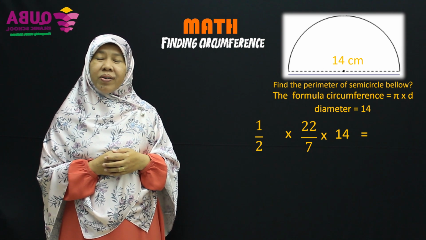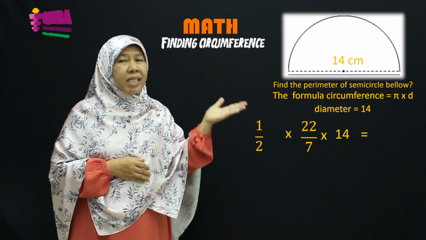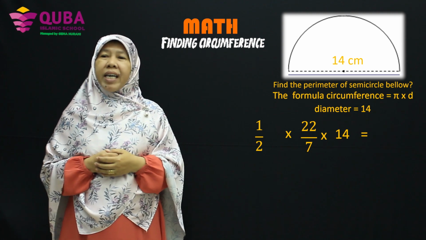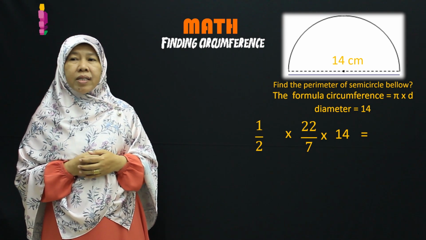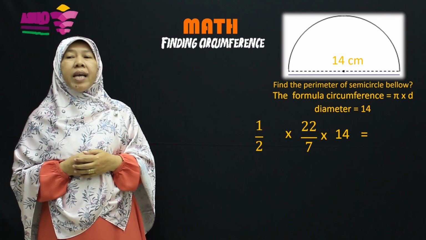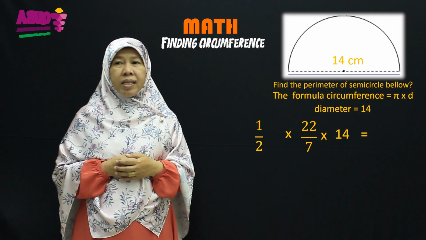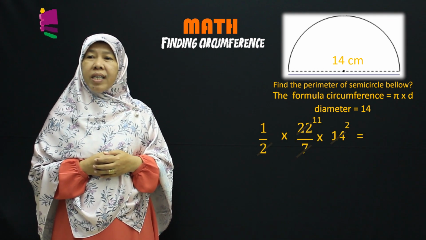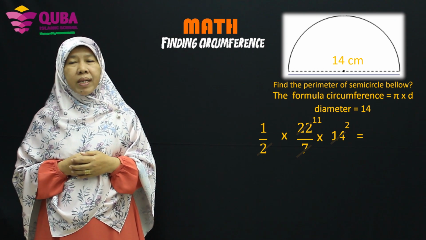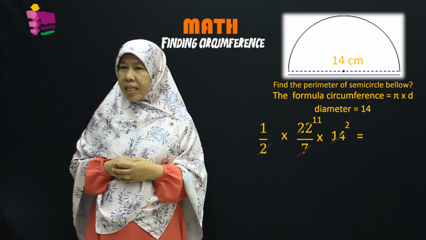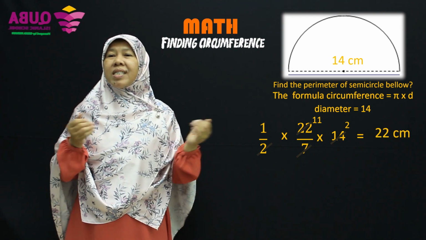Before we do, don't forget, you have to make it a simple form because this makes it easier to count. 2 divided by 2 is 1, 22 divided by 2 is 11. And then 7 divided by 7 is 1, and 14 divided by 7 is 2. So the answer is 11 times 2 equals 22 centimeters. So the perimeter of the circle equals 22 centimeters.